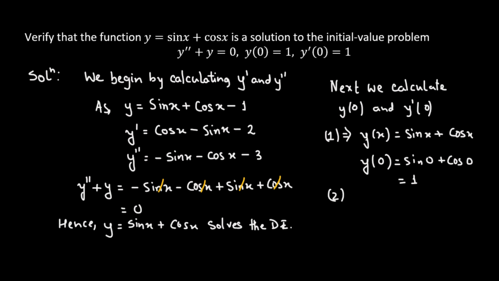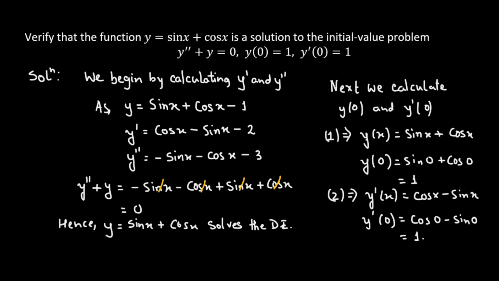Moving on to the second equation, we have y prime of x equals cosine x minus sin x. So at x equals 0, y prime of 0 will be equal to cosine 0 minus sin 0, which also gives us 1, and this satisfies the second initial condition. This result verifies the initial value. Therefore, the given function satisfies the initial value problem.